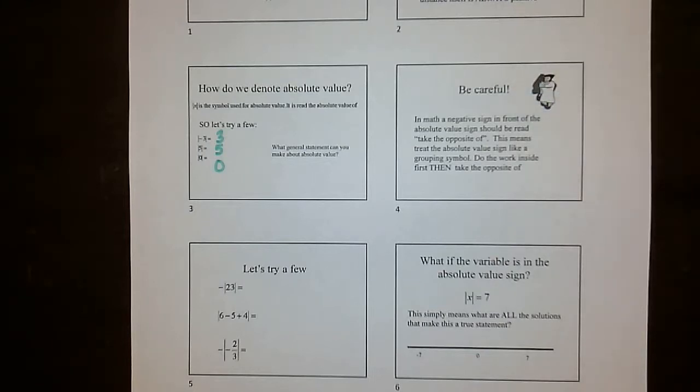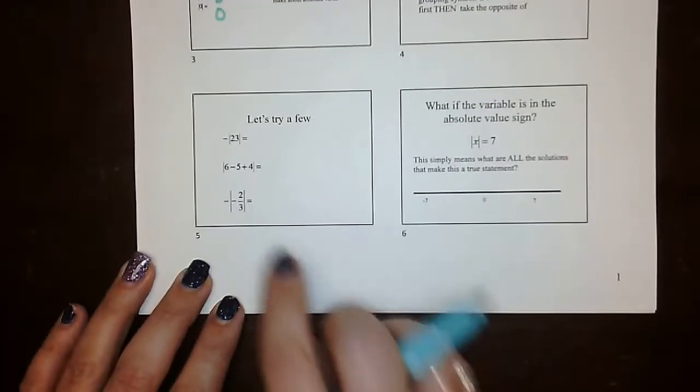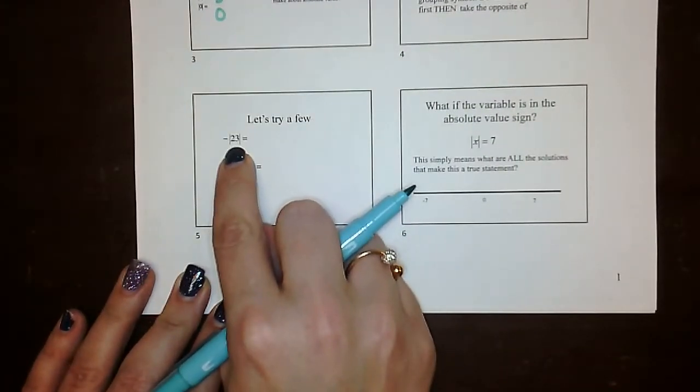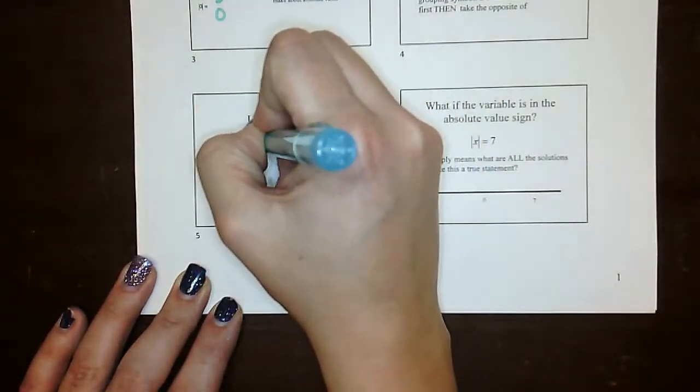Be careful that in math, a negative sign in front of an absolute value sign should be read take the opposite of. So you treat the absolute value sign like a grouping symbol, and then you do the work inside, then take the opposite. So once you work out the inside, then you take the opposite. So we're going to look at a couple examples. Right here, the inside's 23. There's nothing to simplify. The negative is on the outside, so it's a -23.